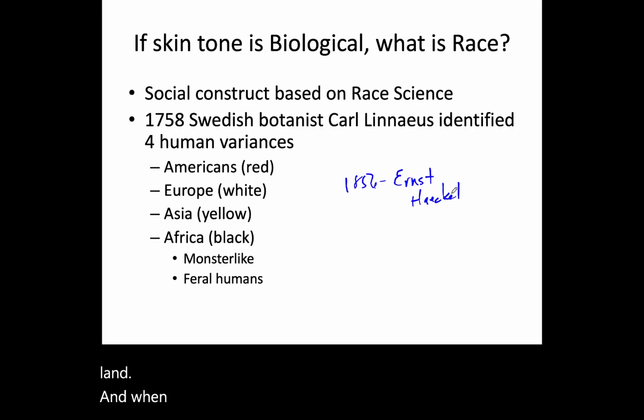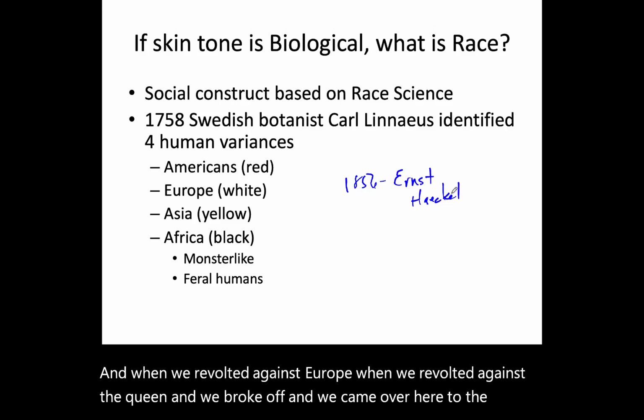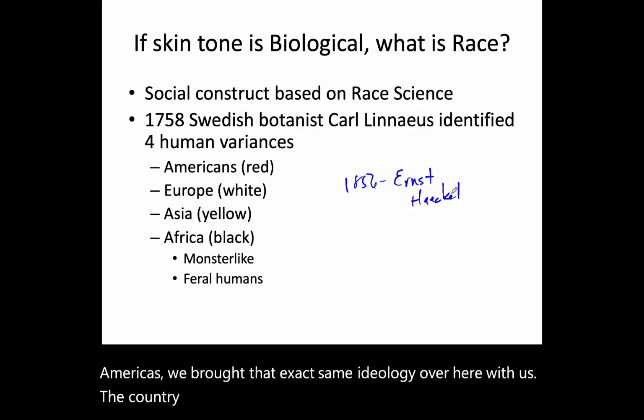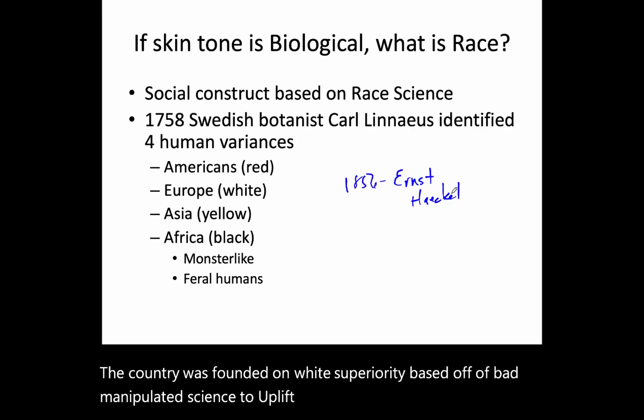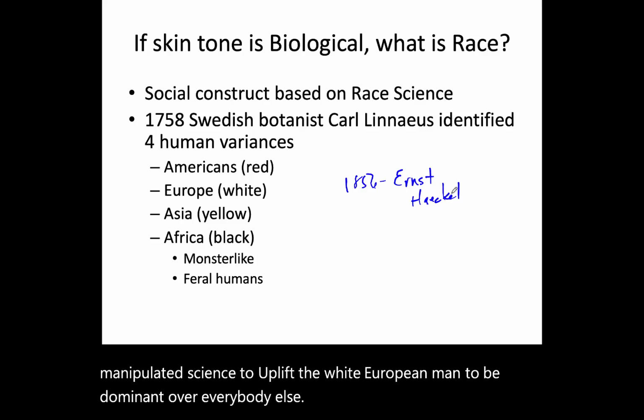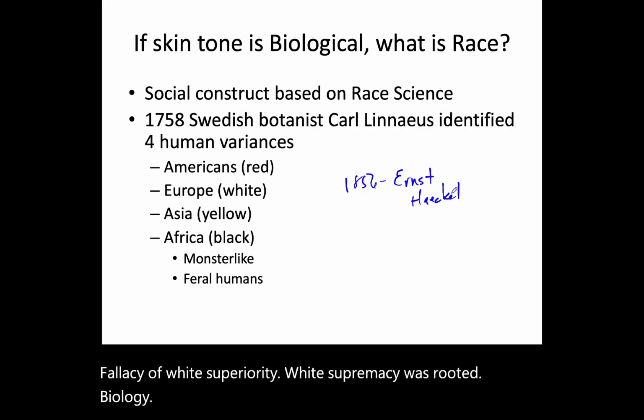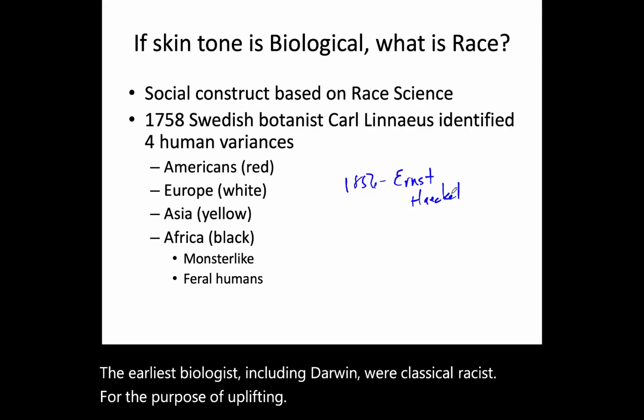And when we revolted against Europe, when we revolted against the Queen and we broke off and we came over here to the Americas, we brought that exact same ideology over here with us. The country was founded on white superiority, based off of bad manipulated science to uplift the white European man to be dominant over everybody else. The fallacy of white superiority, white supremacy, was rooted in biology. The earliest biologists, including Darwin, were classical racists for the purpose of uplifting white intellect.